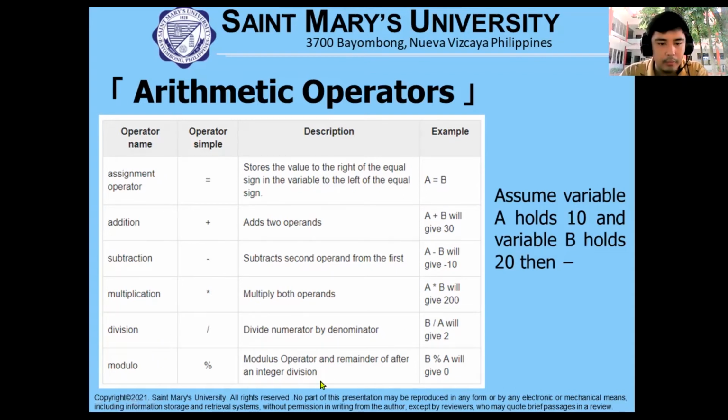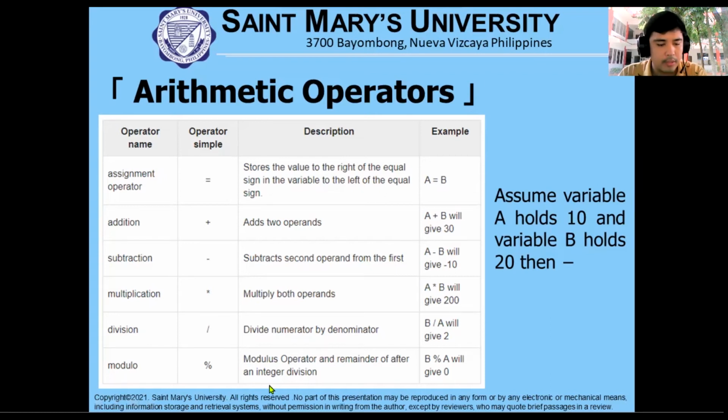With this one, we try to focus our attention on the last row here with respect to modulo. Modulo has the symbol of percentage. It is the modulus operator, the remainder after an integer division. B modulo A will give 0. Basically, it has no remainder. So 20 divided by 10 is 2. The remainder is 0.